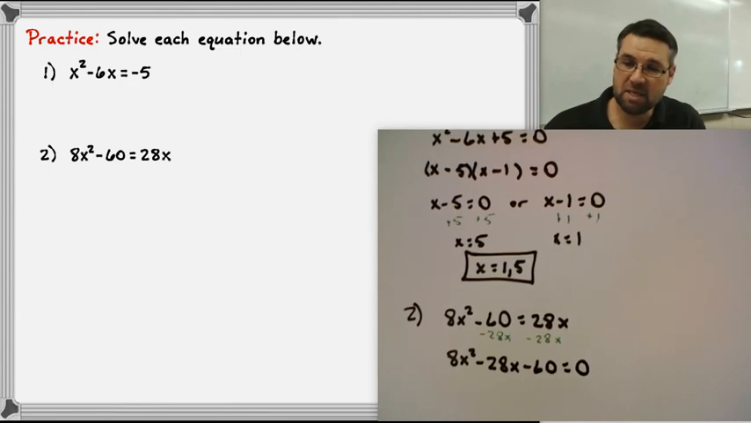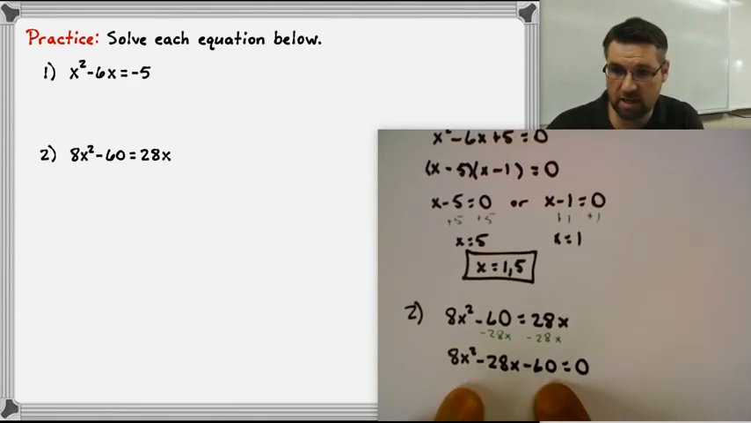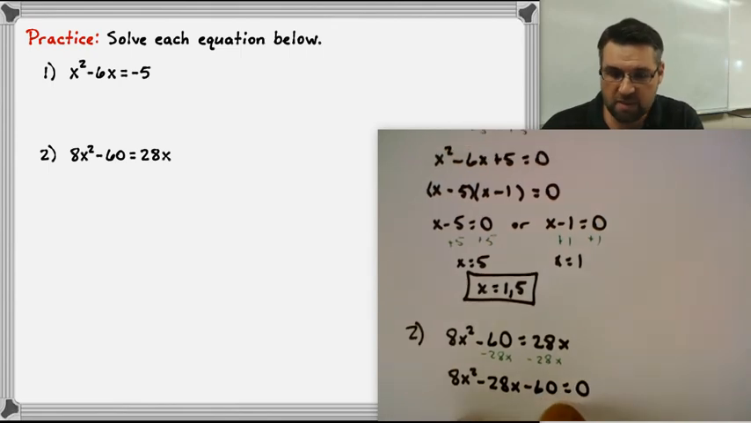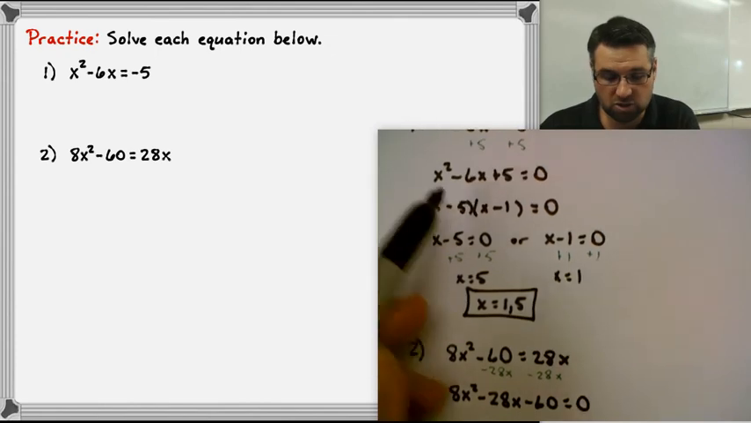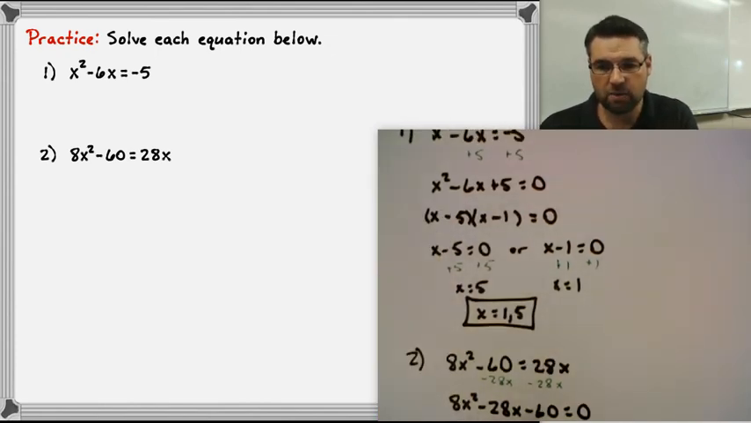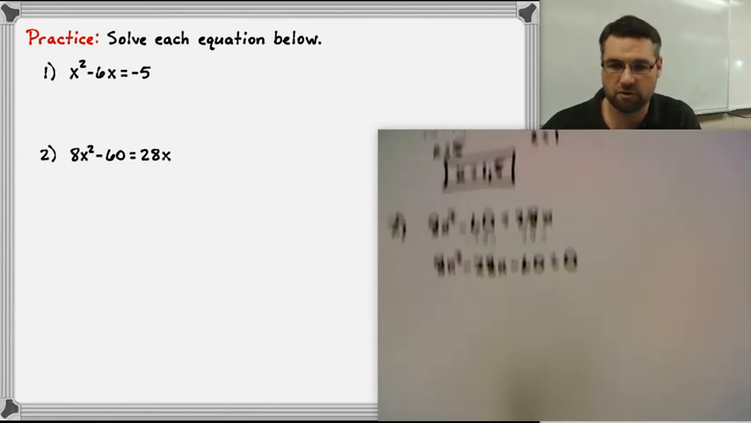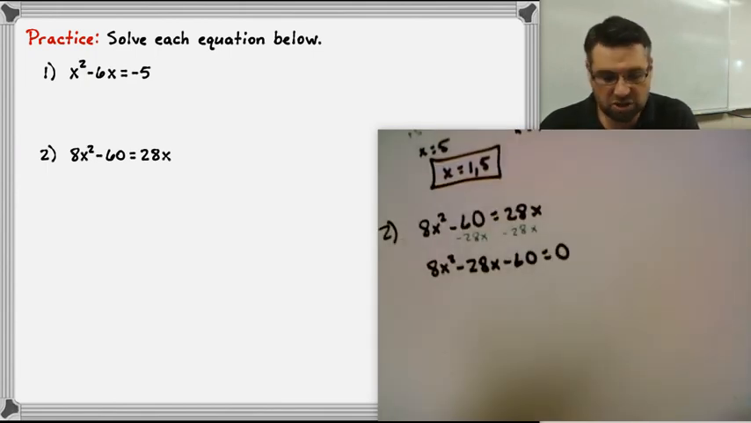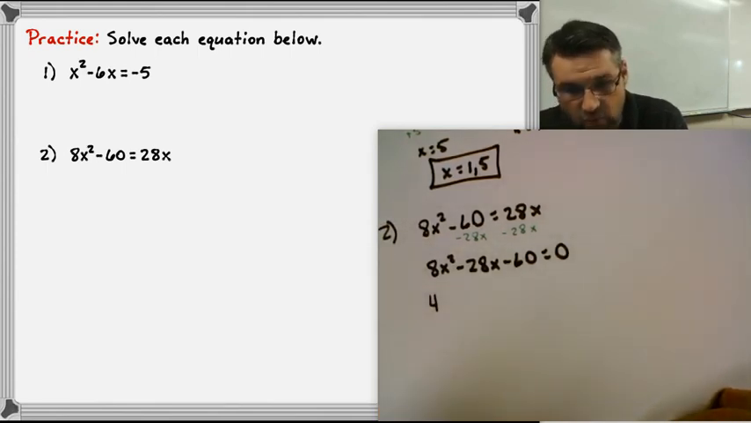Our next step is to factor. Now remember, this one is pretty gross. This is a pretty big factor, okay? This one, number 1, was easy because the coefficient in front of the x squared was just 1. But this guy, we got some big numbers here. So remember that we always want to look for a GCF first. Let's look for a GCF. Well, a GCF out of 8, 28, and 60 is 4.